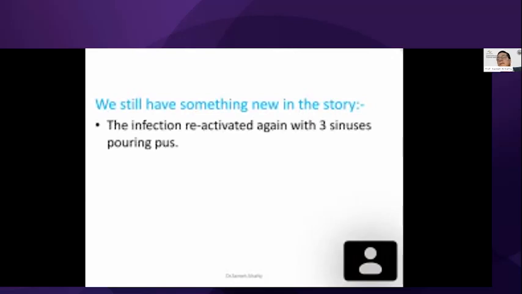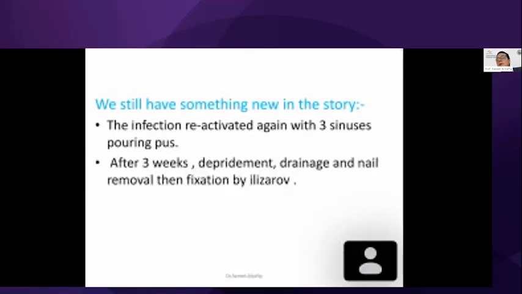The infection reactivated again with 3 sinuses pouring pus. After 3 weeks, debridement again, drainage again, and nail removal, then fixation by Ilizarov. If we check the Ilizarov here, we'll find the Ilizarov as an external fixator, not allowed for compression or distraction. We can see here the chain from the proximal part to the distal part. And also the reaction here of osteomyelitis is still present.